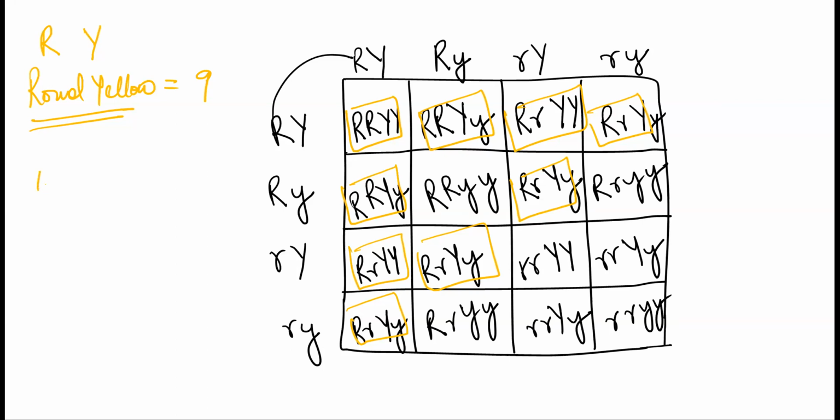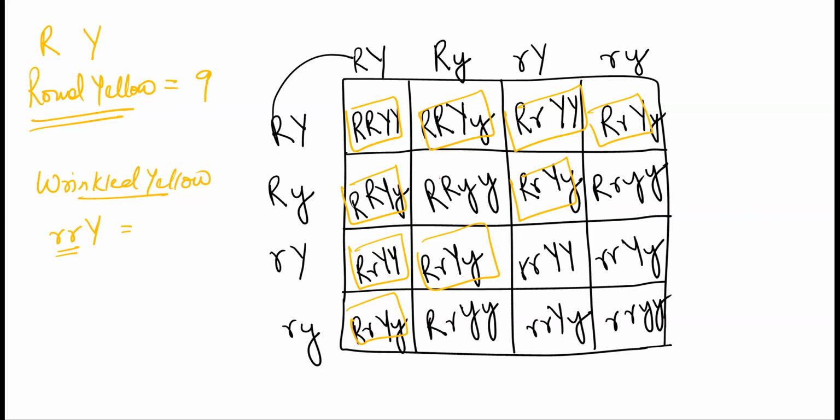Then wrinkled yellow. For wrinkled yellow, wrinkled shape is recessive. You can get the wrinkled shape only if there is both small r, and at least one capital Y is there, because if there is one capital R, then you will get round. So in order to get the wrinkled shape, you need both small r, and in order to get yellow, at least one capital Y should be there. Got it? Then how many are there for wrinkled yellow? Tell me.